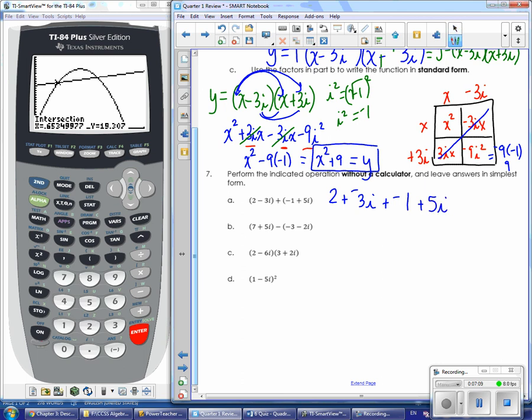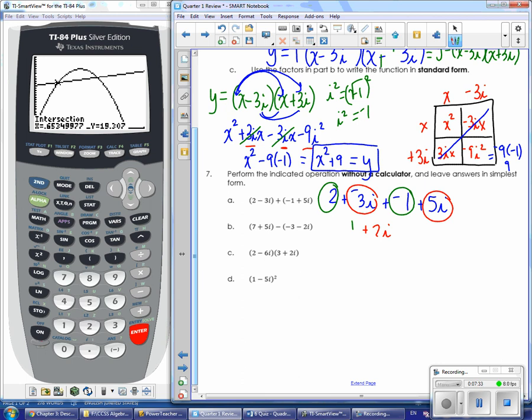So if I combine my like terms, I'm going to combine my real numbers. 2 plus negative 1 is 1. And if I combine my imaginary numbers, I've got a negative 3i and a positive 5i, which is going to give me plus 2i. Now, you don't have to remove the parentheses like that, but I just wanted to show you that they really aren't anything but grouping symbols. They don't always indicate multiplication.